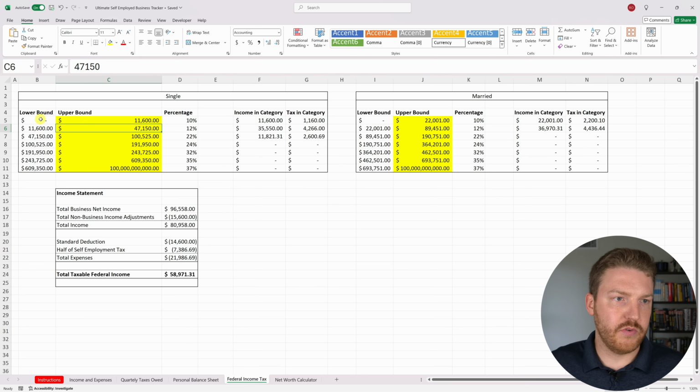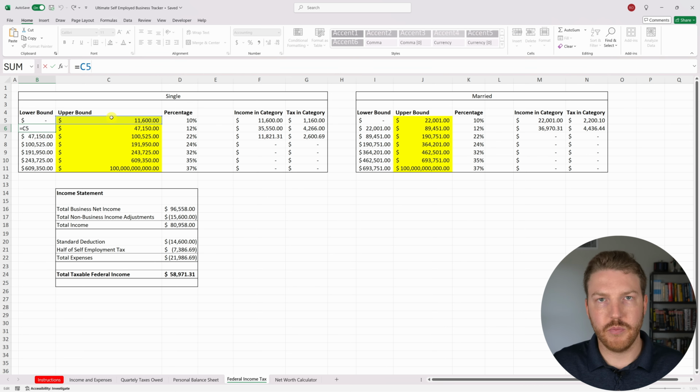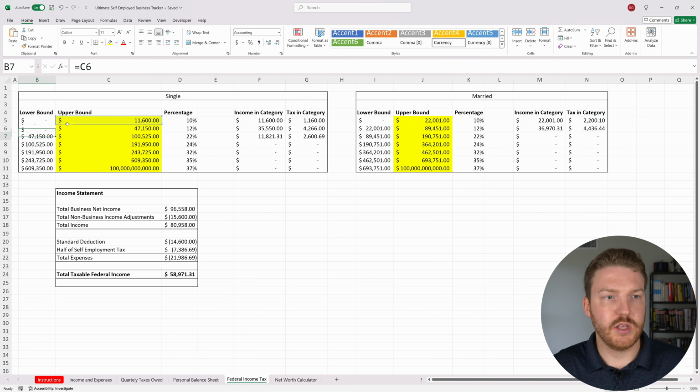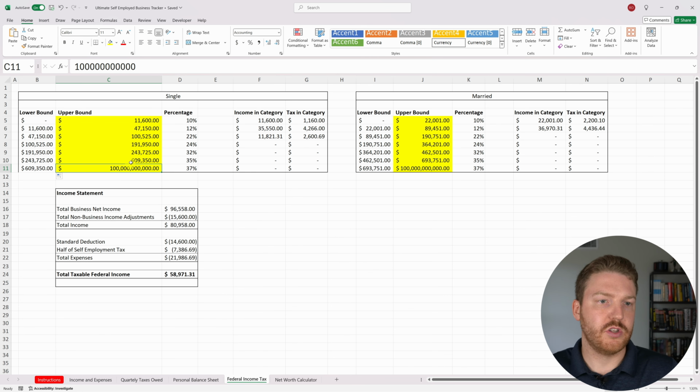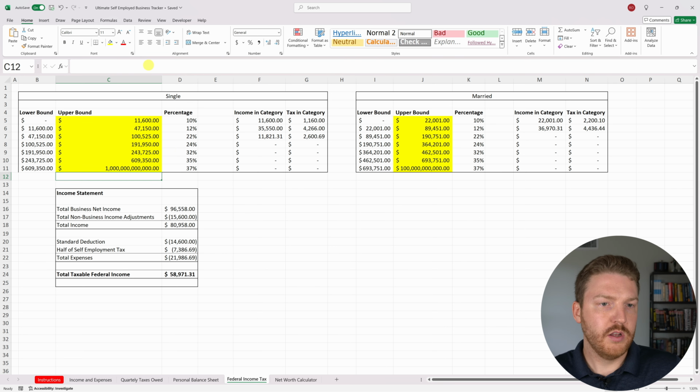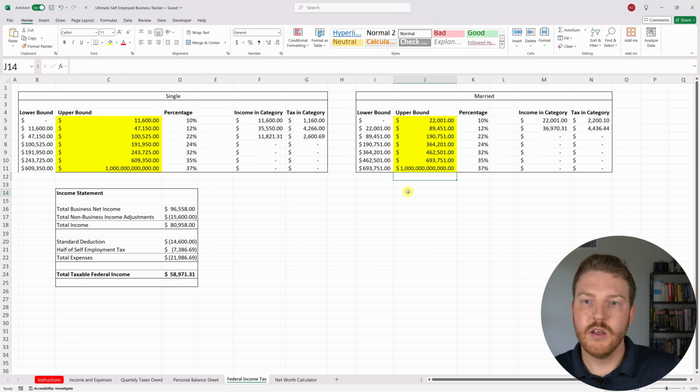Now, the lower bound for the first bucket is always 0, and then the lower bound for the next bucket is always equal to the upper bound of the previous bucket, right? So we can set that equal, and then we just drag that formula down for all of them. I just capped this at 100 billion, so unfortunately there's going to be like 3 people in the world that can't use this spreadsheet. Maybe I'll throw one more 0 on there. In case Elon wants to use this spreadsheet, he can have a go at it.